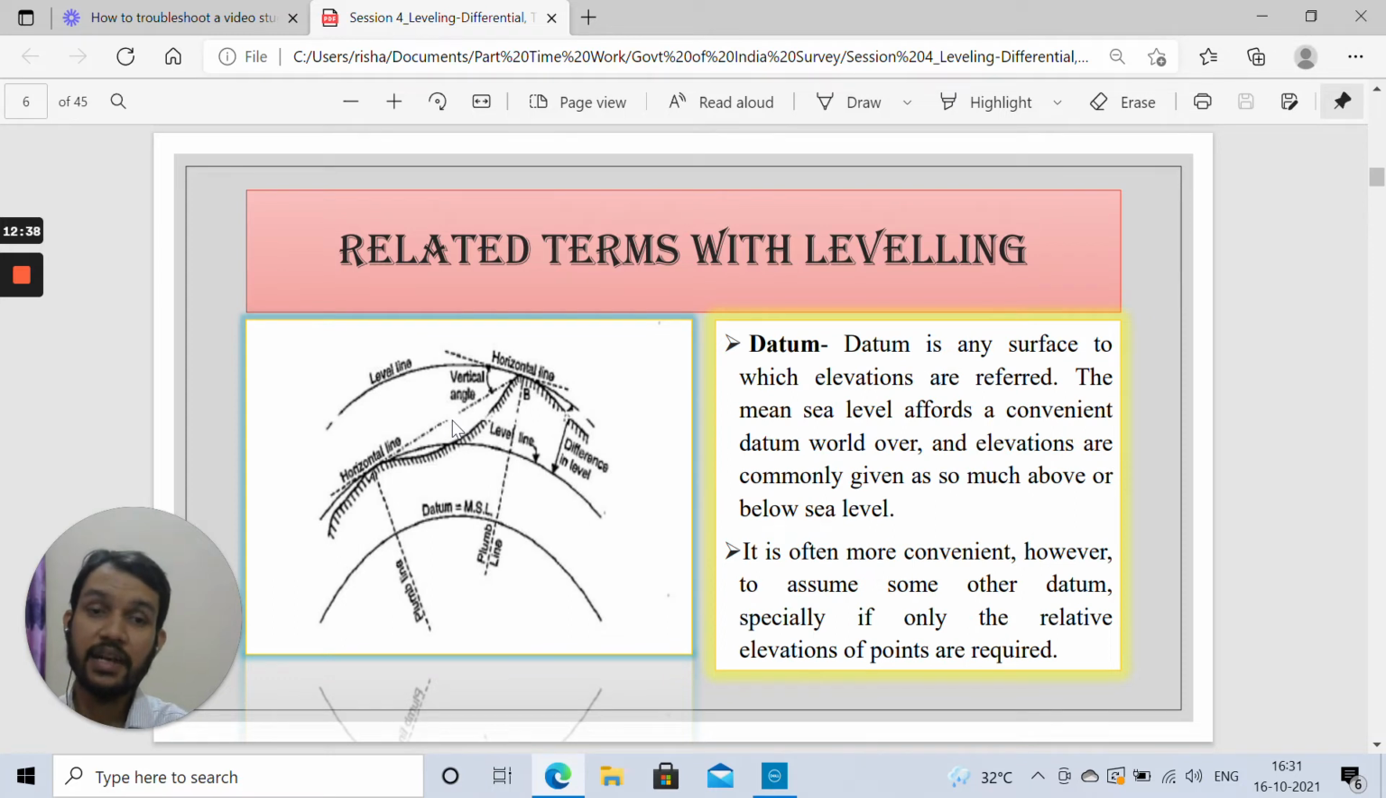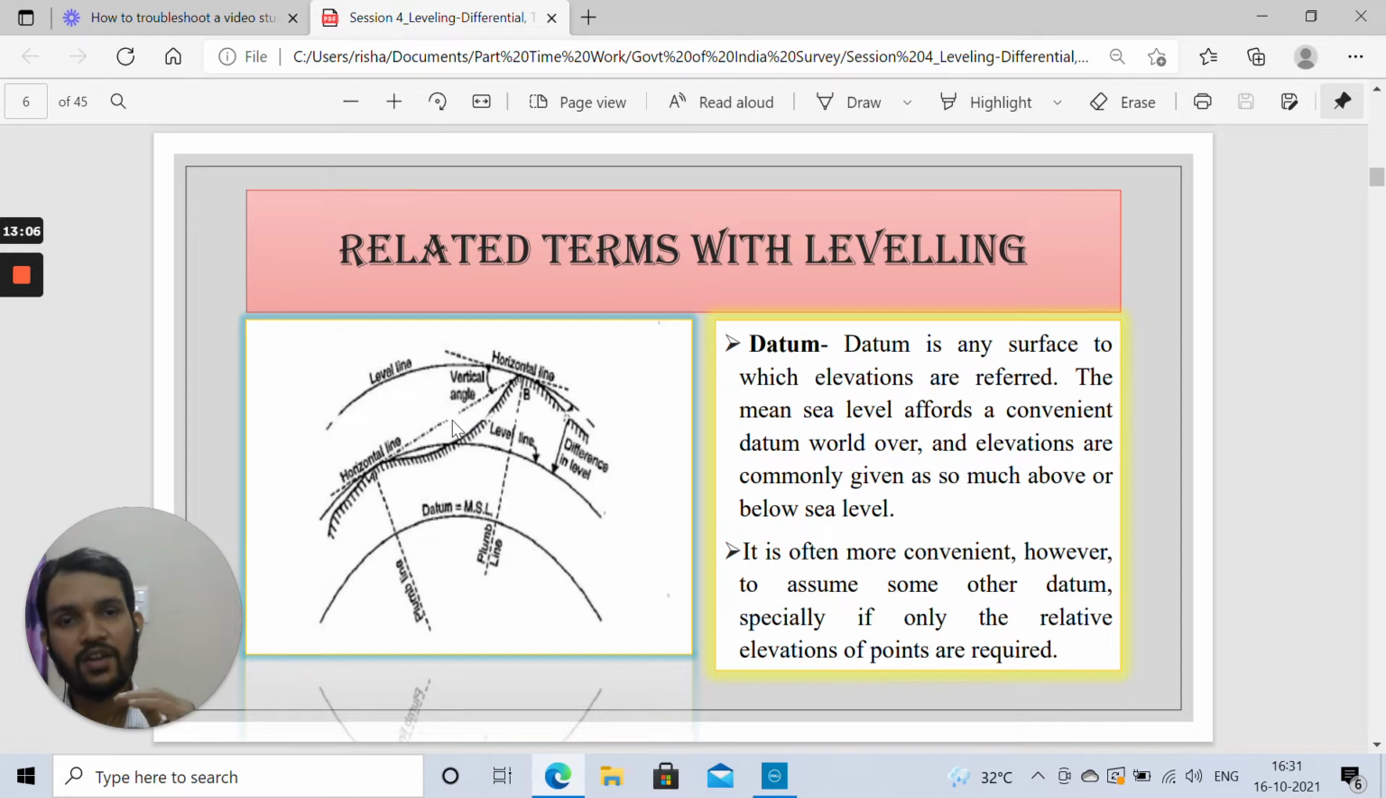Next comes datum. Datum, what is datum? It is any reference line. Okay, datum means the lowest most point with reference to which we are considering all the elevations. Generally, the datum which is considered is with reference to the mean sea level. Okay, if we generally say that the elevation of a particular point on the ground surface is 100 meter, it means it has an elevation of 100 meter with reference to the mean sea level.